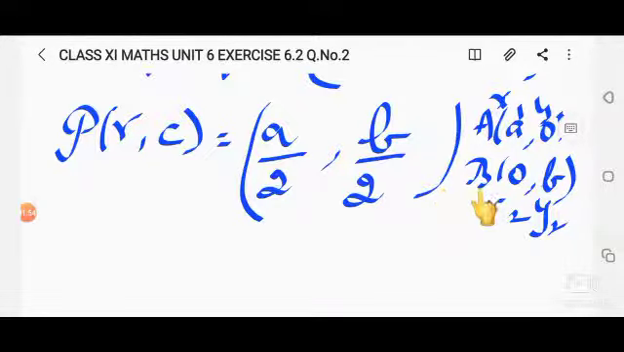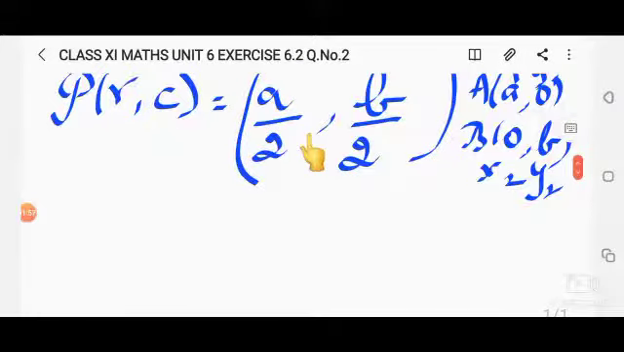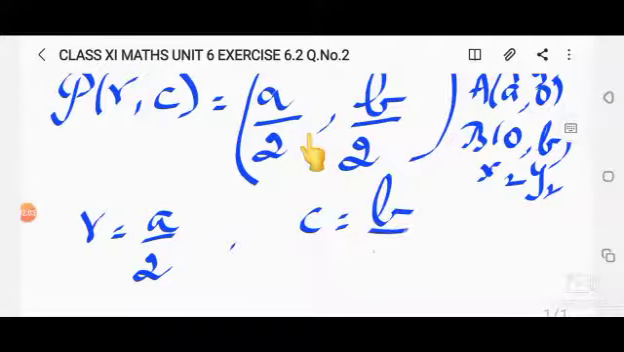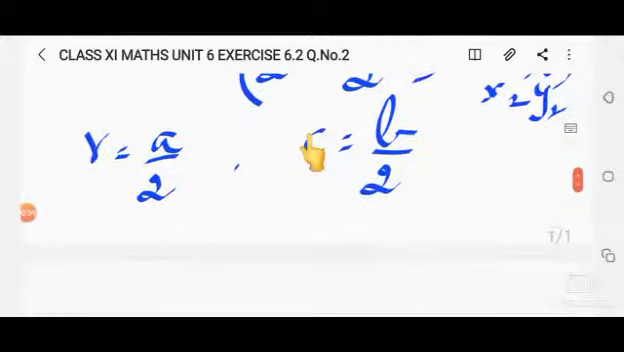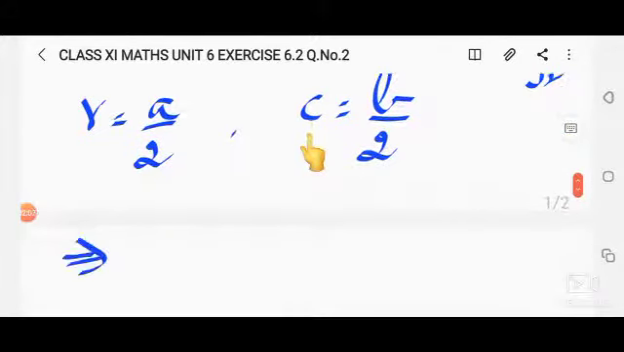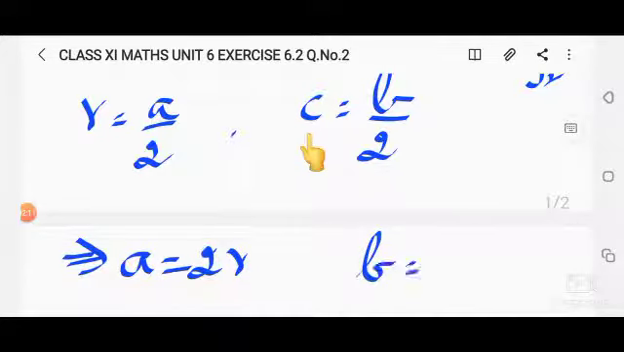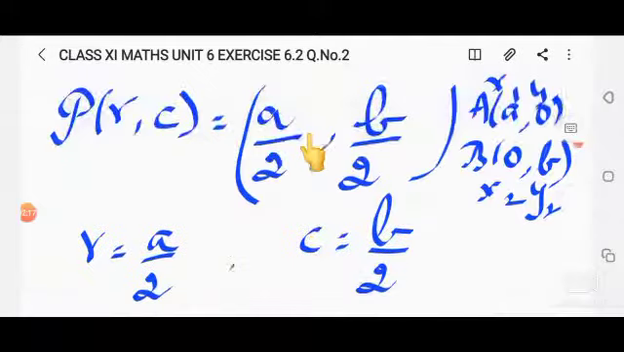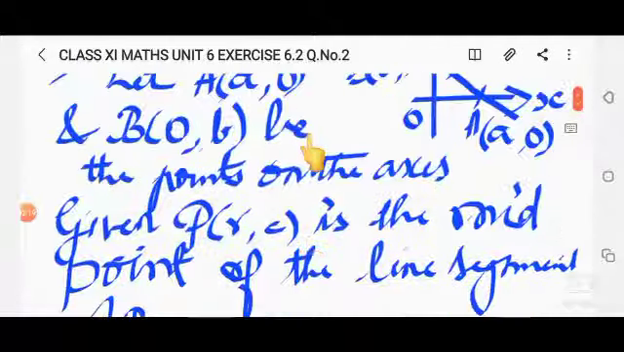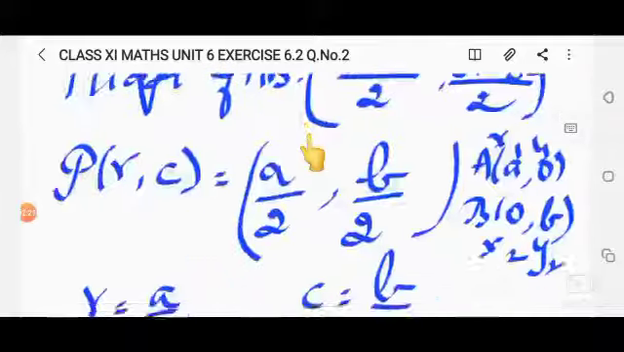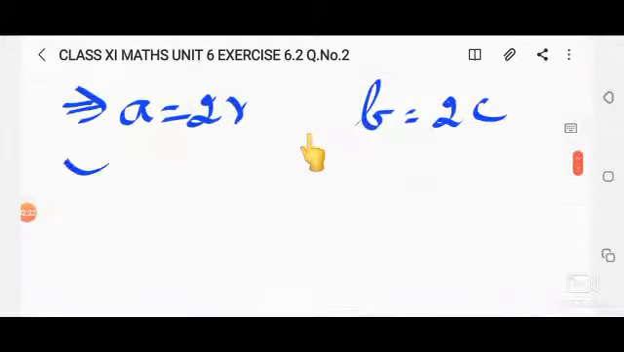So we obtain the value of a and the value of b, and then substitute in the equation of the straight line formula. Now equate: r equals a by 2 and c is equal to b divided by 2. Therefore a is equal to 2r and b is equal to 2c. Now that we have obtained a is equal to 2r and b is equal to 2c, we are going to substitute these in the equation of the straight line in intercept form.